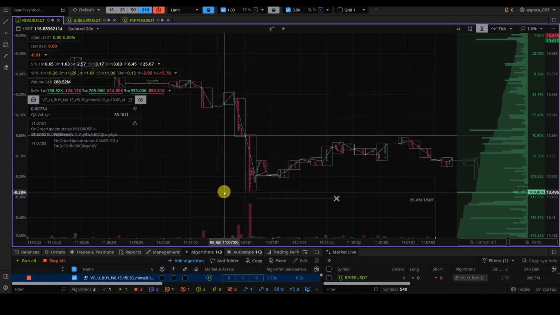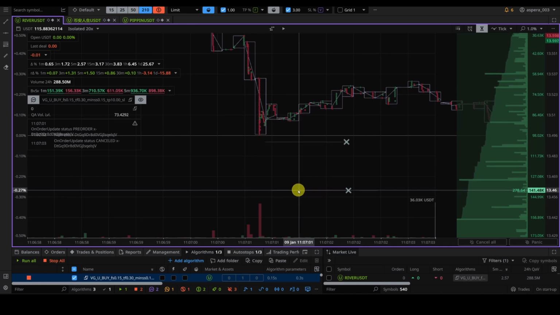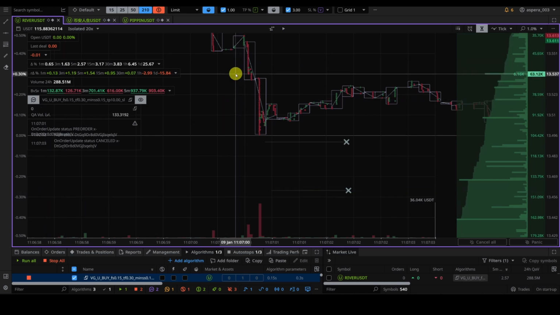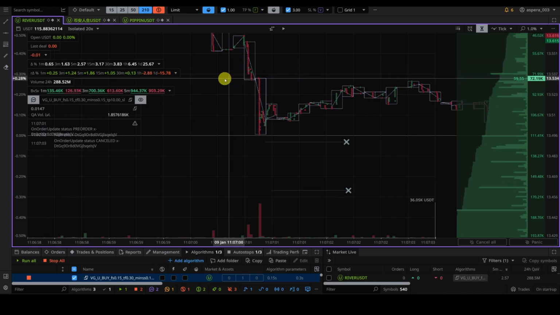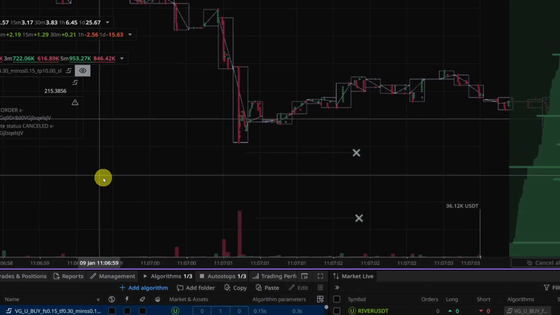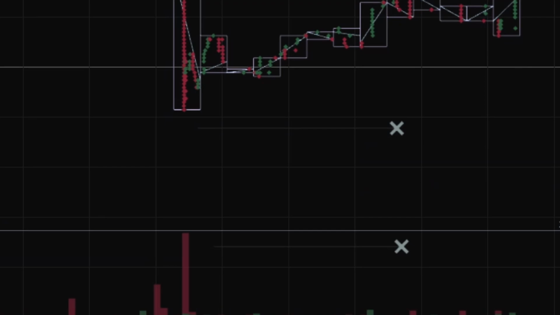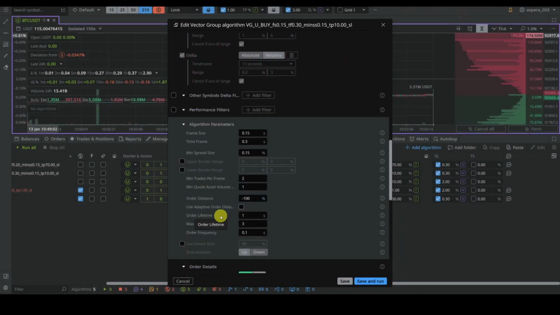And therefore, the second order was placed exactly 0.27% below the lowest point of the frame at that time. Again, very clear, at least with the evidence I have so far. As you can see, both orders were cancelled pretty quickly. This is governed by the order lifetime setting here. Both lasted exactly 1 second.